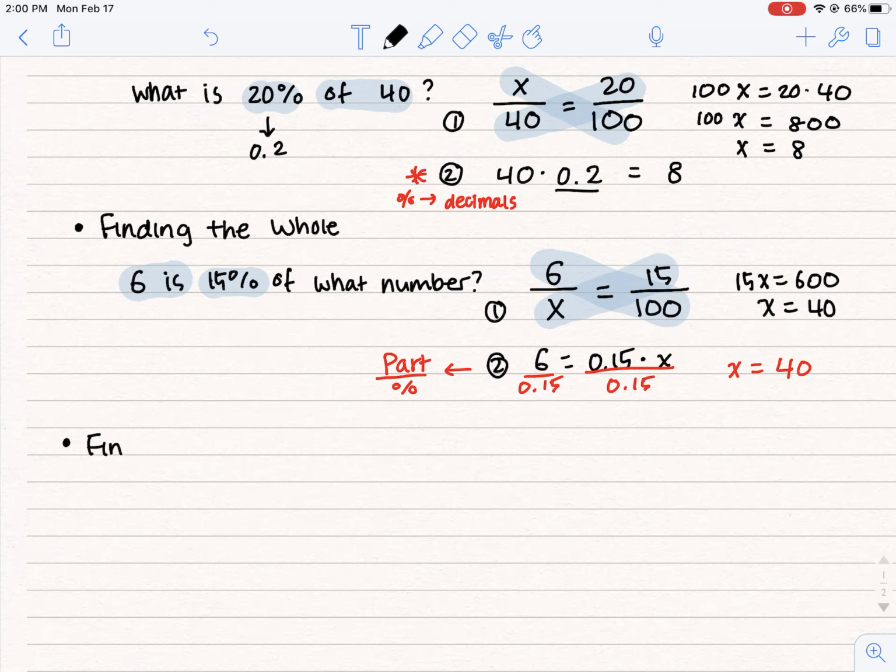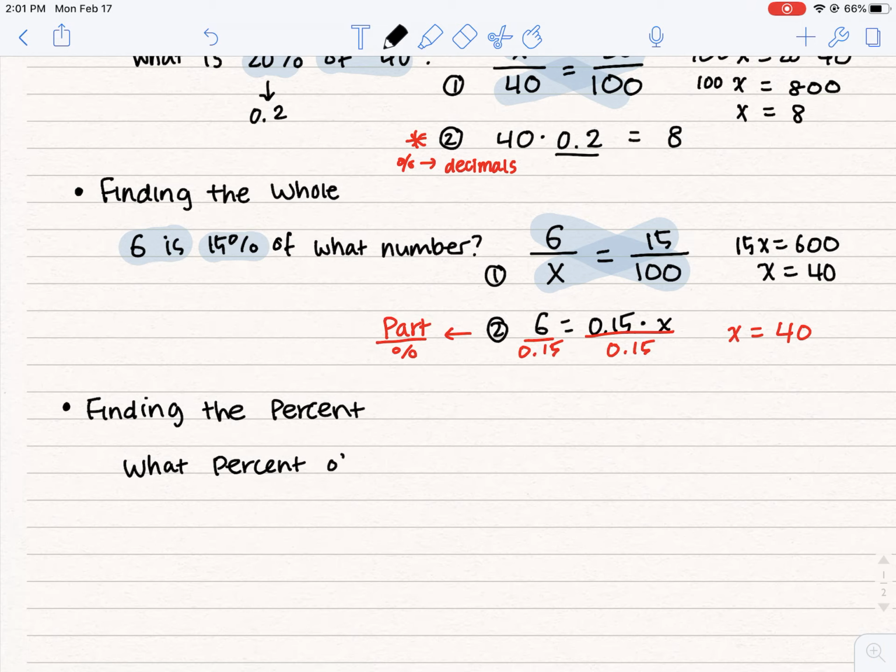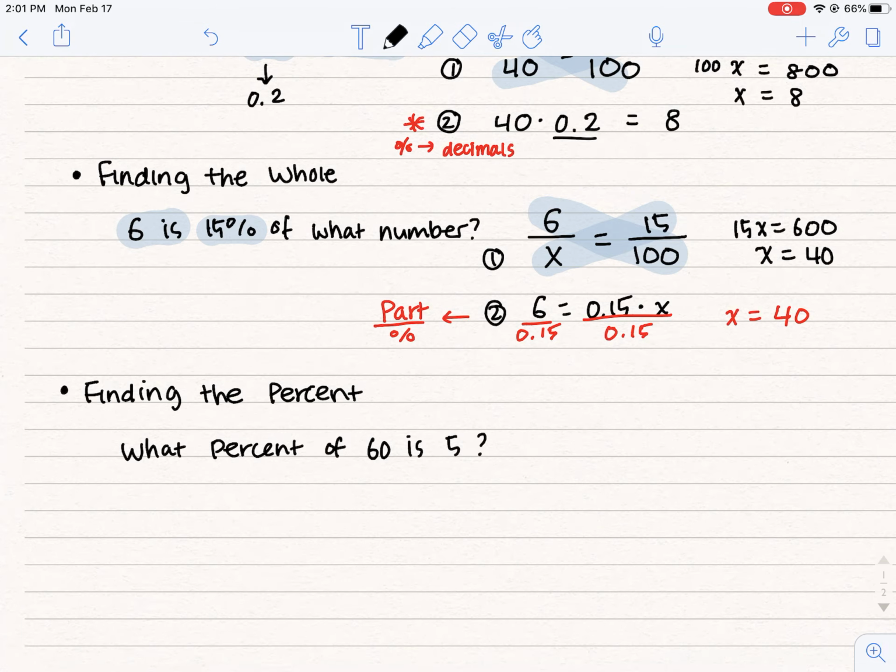How about finding the percent? Finding the percent is probably the easiest way, because you're going to see questions like this. What percent of $16 is 5? Something like this. I'm just changing up the number so it's not all the same. What percent of 60 is 5? I don't know.